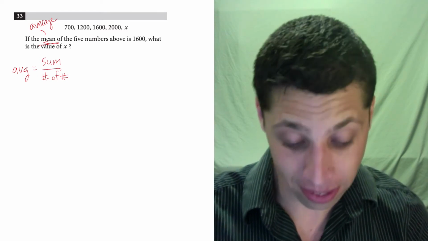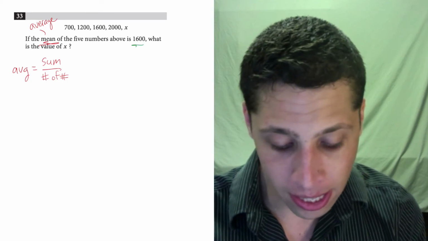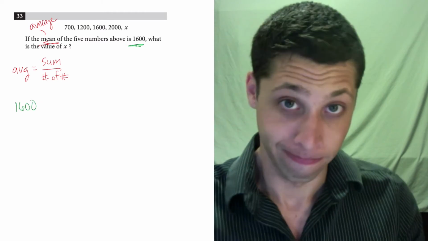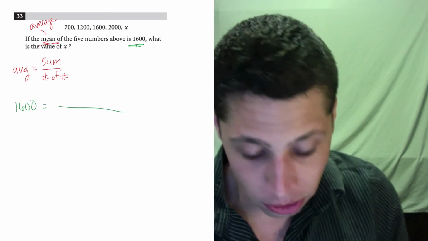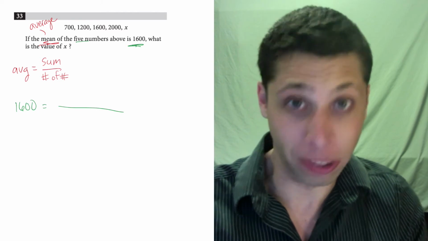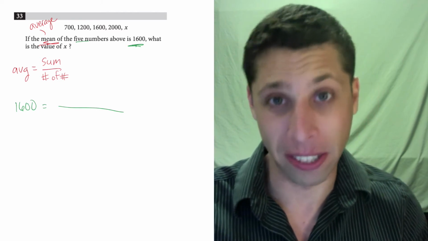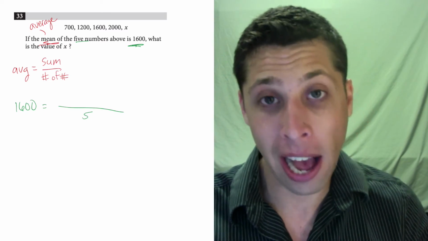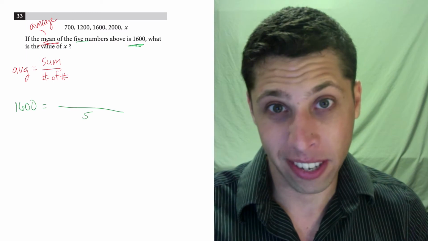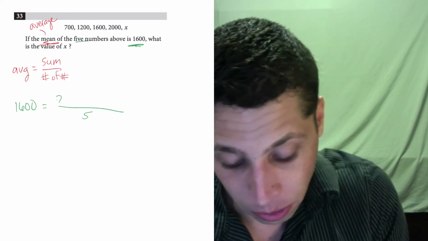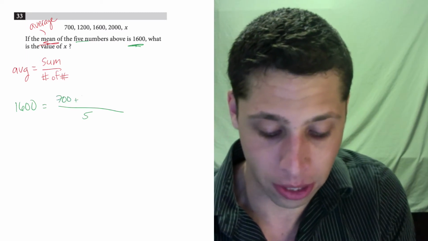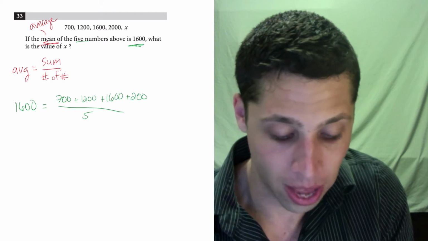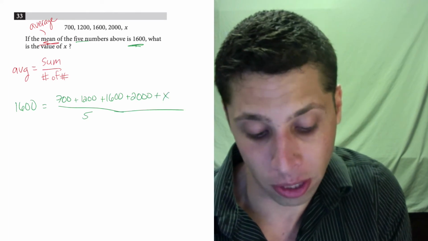Now, they tell us in the question that the mean is 1,600. So that goes on the left side there. Easy enough. We can also tell that there are 5 numbers. They literally say it, but we can also count them because they gave us the list. So that's on the bottom. Now the sum on the top, we have a version of it. So we know that we're supposed to add, and we see the word sum, so that's 700 plus 1,200 plus 1,600 plus 2,000 plus this mystery number x.